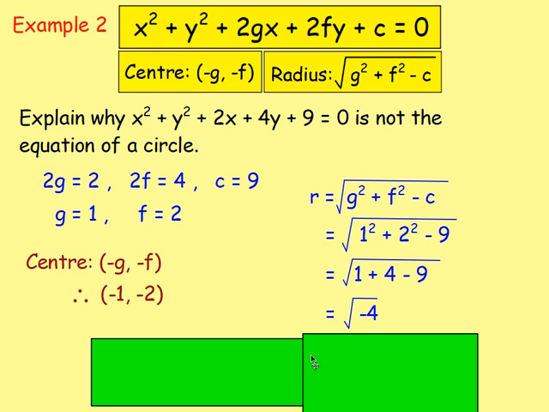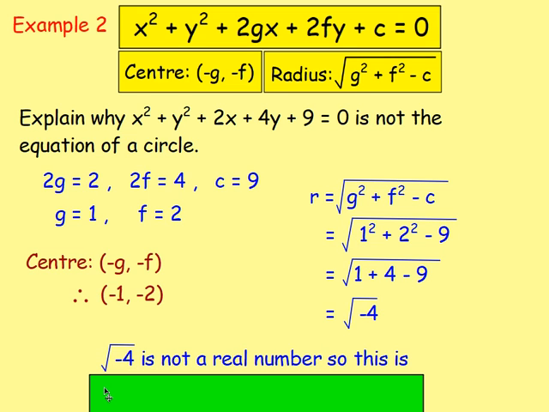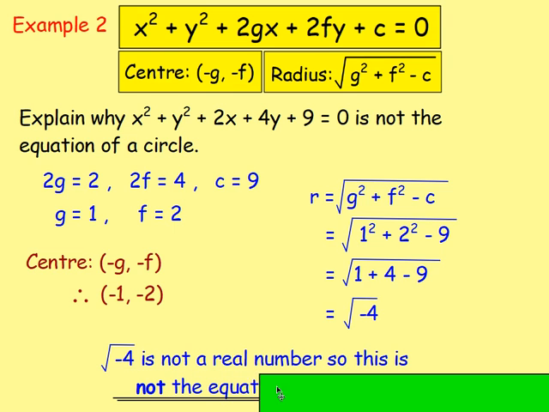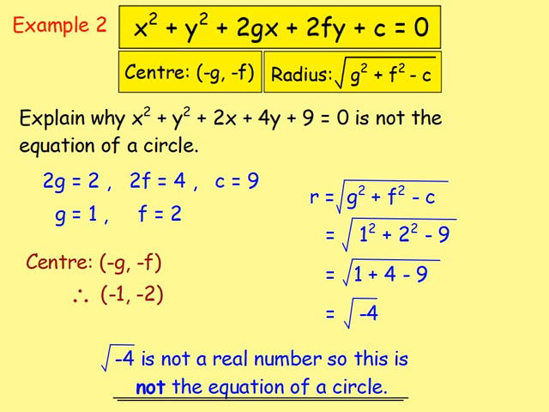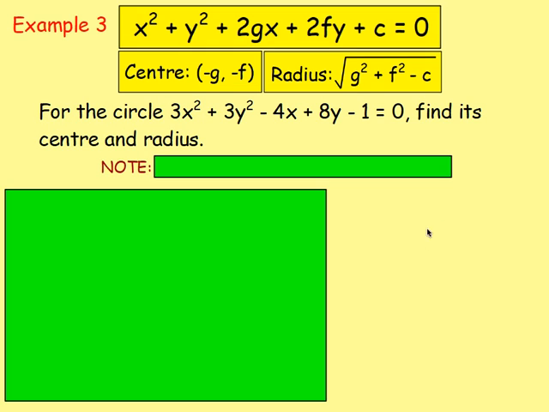Exactly. Why is this not then the equation of a circle? Go on, tell us, Erin. Good, because you can't get the square root of a negative. Excellent. So you can say then that the square root of negative 4 is not a real number. And so this is not the equation of a circle. So that's how you would prove that it's not. It's not! Exactly.